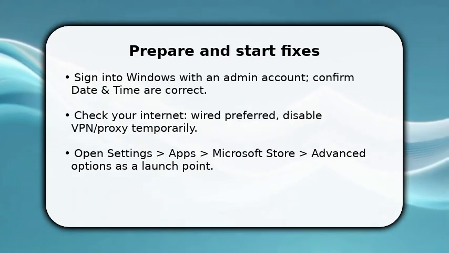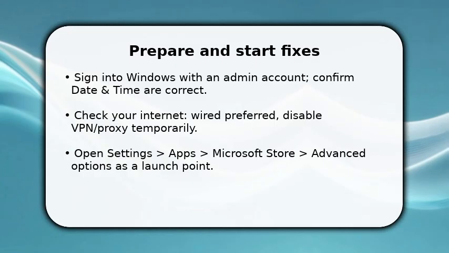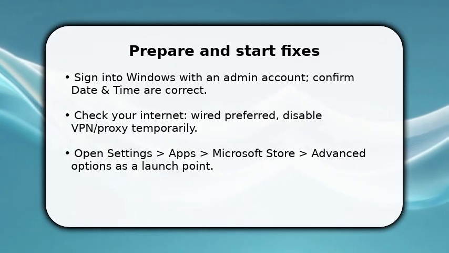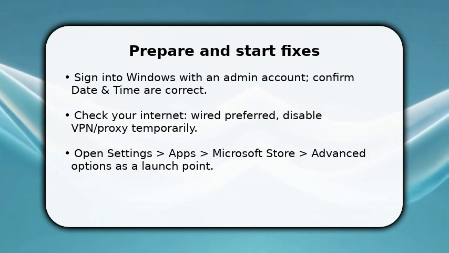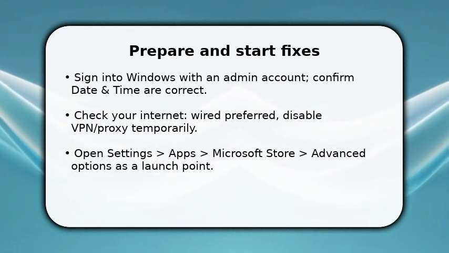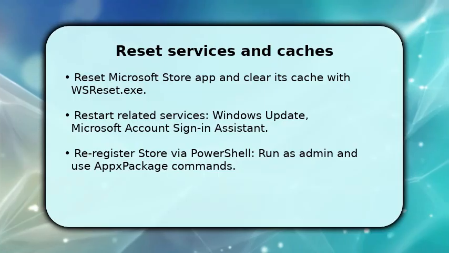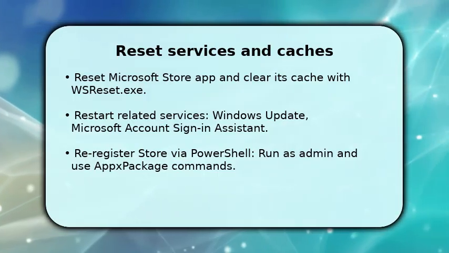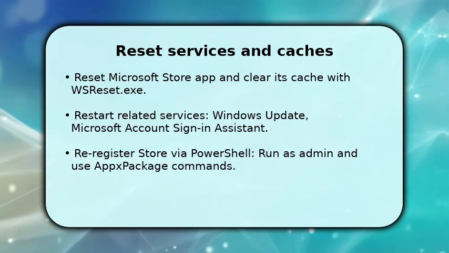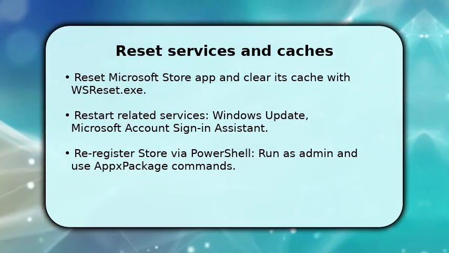Then open Settings, go to Apps. Find Microsoft Store and click Advanced Options. We will use that panel to reset services and see storage permissions before moving to deeper repairs. Next, reset the store and clear its cache to remove corrupted data. Run WSReset.exe and then use Settings apps to perform an app reset.